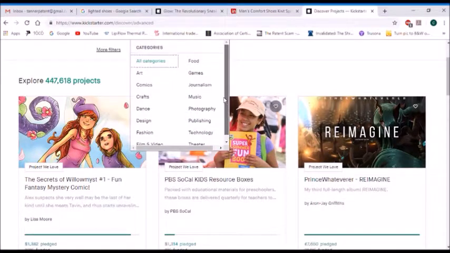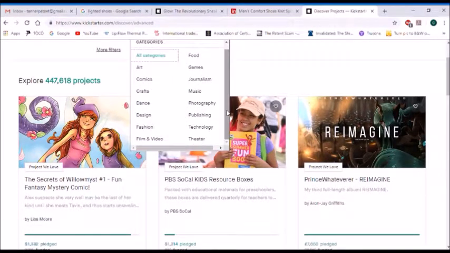But here's one of the most important ones, which is pick ones that are in your specific field. And on Kickstarter, they're divided into these that you can see here: art, comics, crafts, dance, design, fashion, film, video, food, games, journalism, music, photography, publishing, technology, and theater.